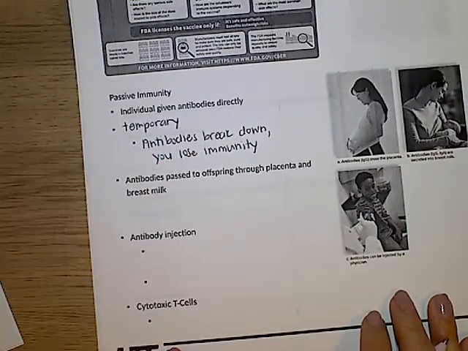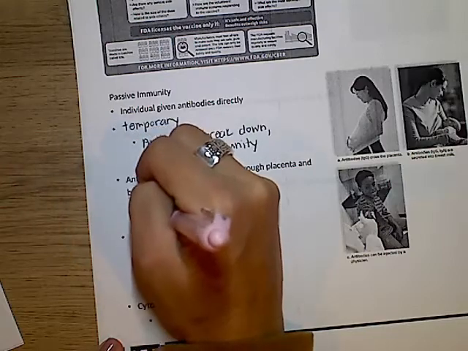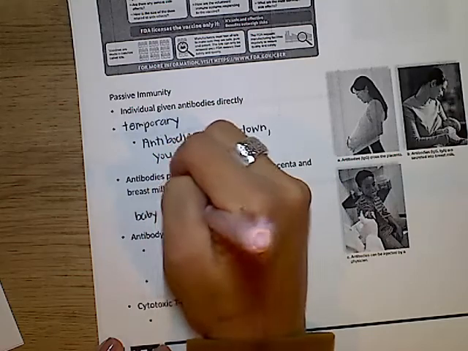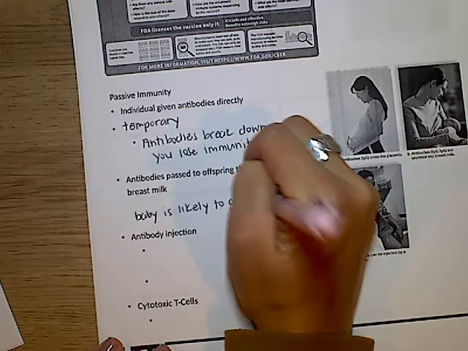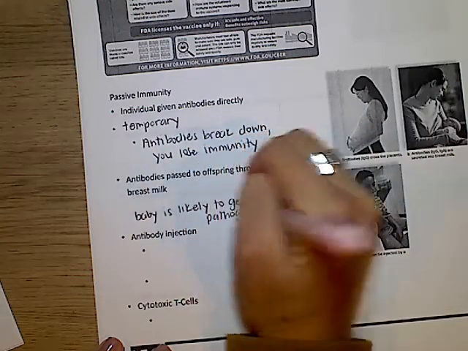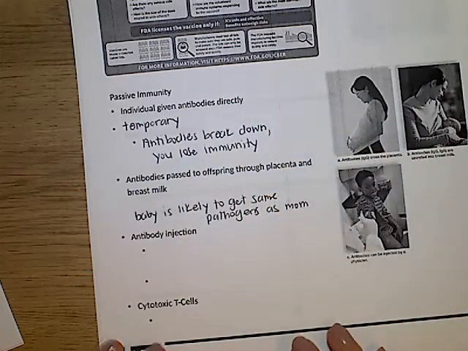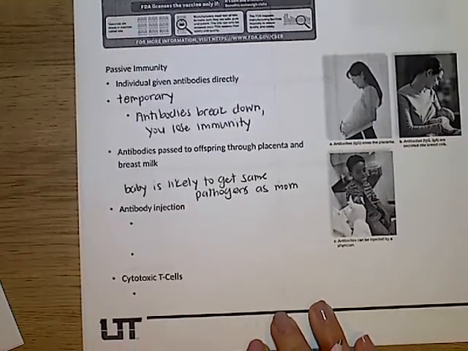So, like we talked about in the pre-lecture, antibodies are passed to offspring through placenta and breast milk. And this is helpful because the baby is likely to get the same pathogens as the mom because they're in the same environment and in very close contact. And so for the mom to pass those antibodies to the baby is helpful.